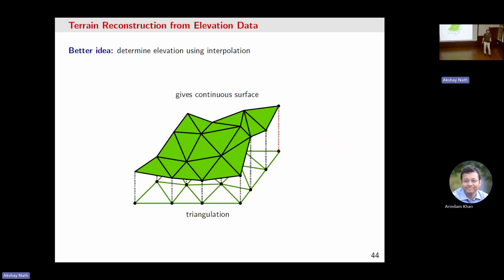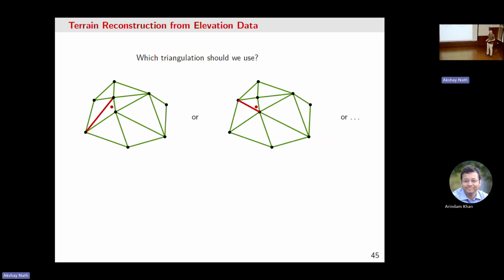But now the question is, which triangulation? Okay, there are many different triangulations, exponentially many actually. And we have to pick one that gives a nice triangulation. But of course, in some sense, we don't know what the actual underlying elevations are, so it's maybe not even clear what is the optimal triangulation. And you can define it with respect to the surface, but you don't know the surface. So one way of doing it is to say the following.